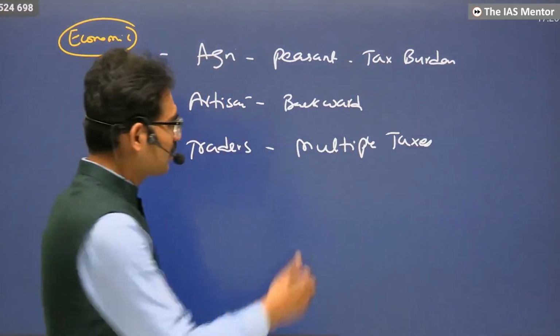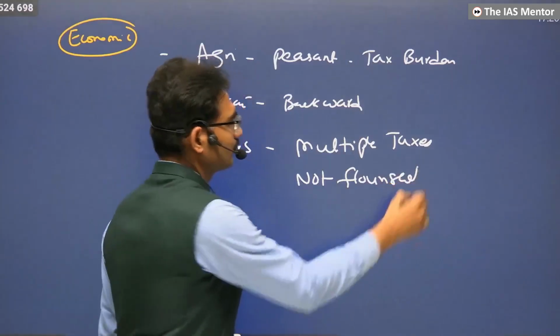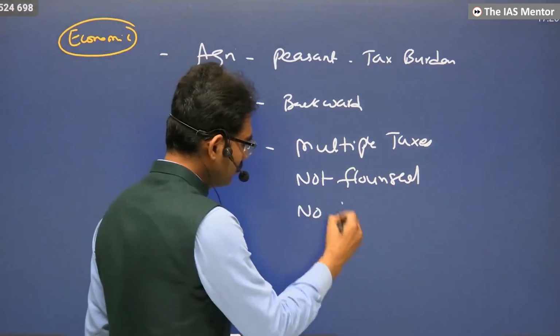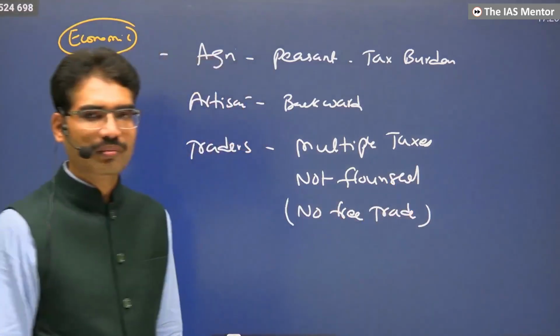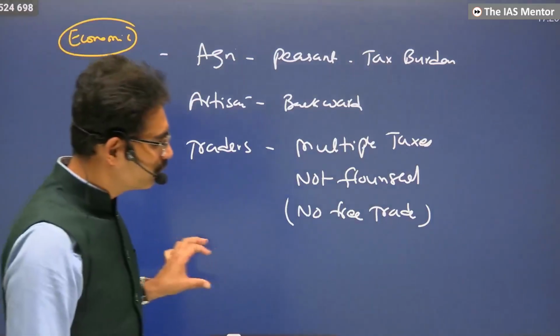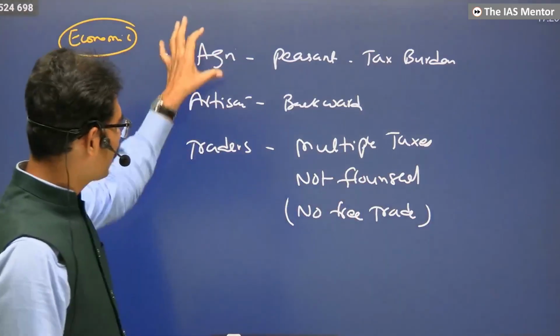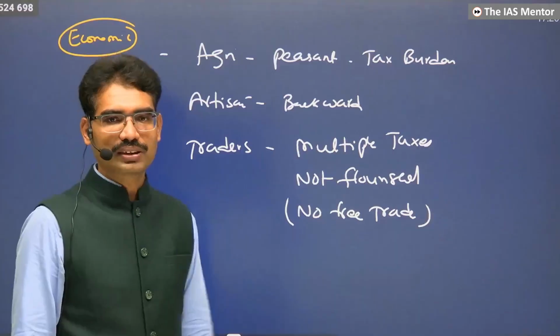That's why trade is not promoted, not flourished. They want to trade freely, no free trade. Everywhere restrictions, multiple taxes, not able to move from one region to another region freely. That's where agriculture, artisans, traders, everyone having some kind of grievance.